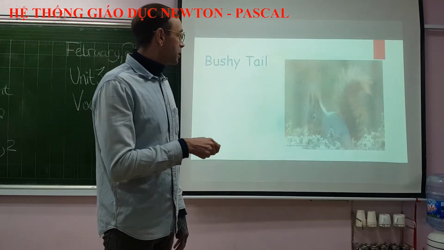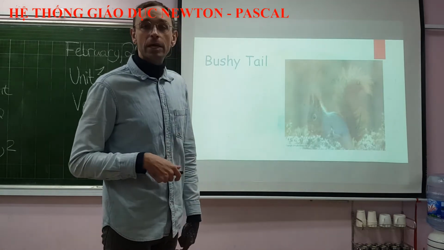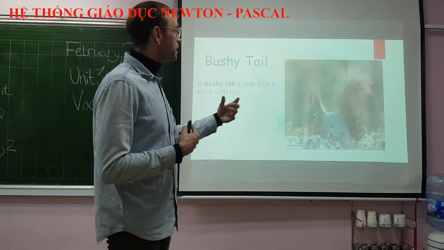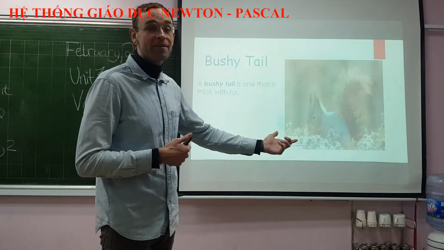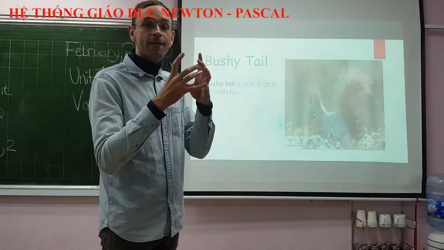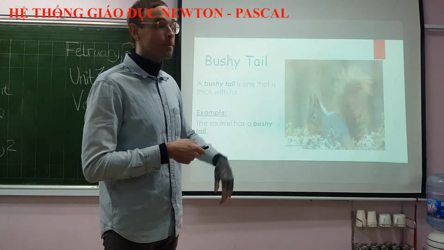Look at the tail here of this squirrel. This squirrel has a tail that we say is bushy. It has a bushy tail because its tail is thick with fur. A bushy tail is one that has thick fur. The squirrel has a bushy tail.